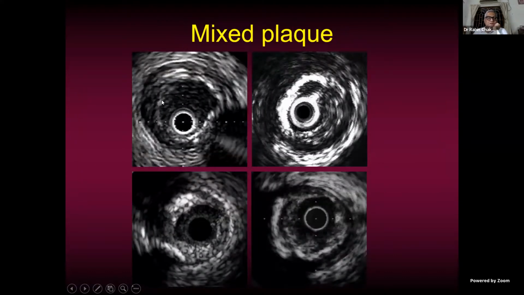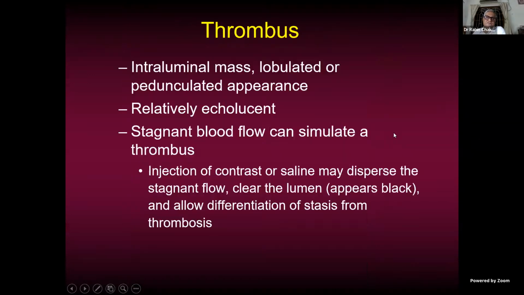Mixed plaque. This is a very common thing. This is a catheter. There's a lumen, and there's a variety of mixture, fibrosis, a bit of calcium, and very dense fibrosis. And then spotty calcium here and there. This is the kind of mixed plaque. That is the characteristic of mixed plaque.